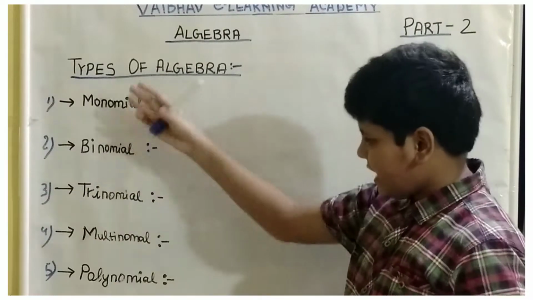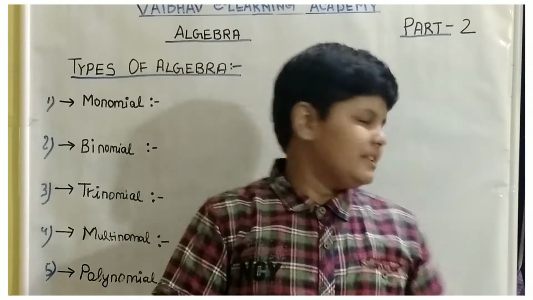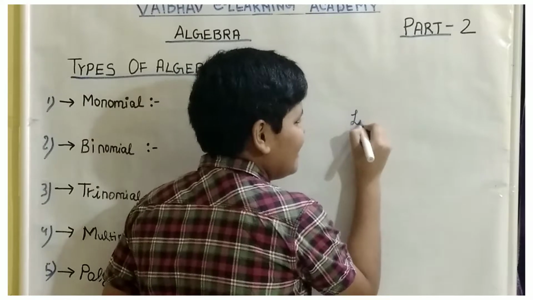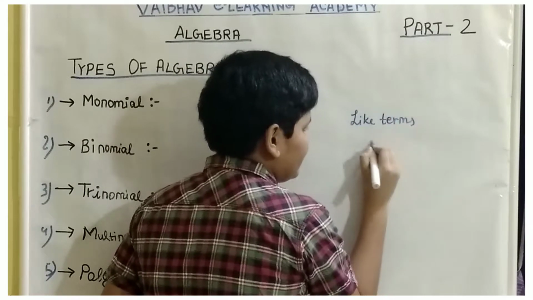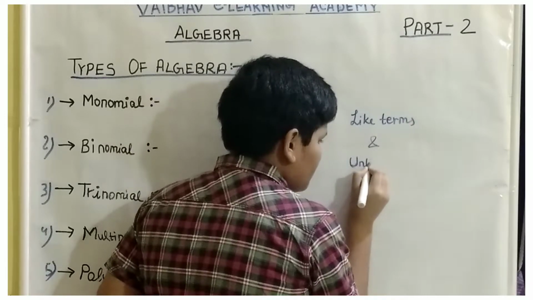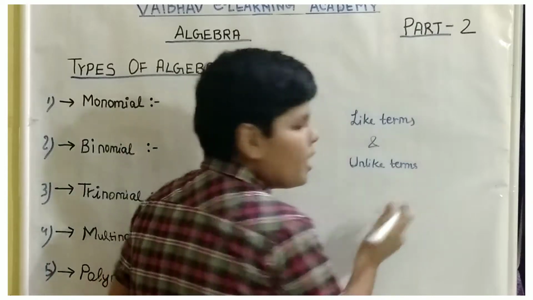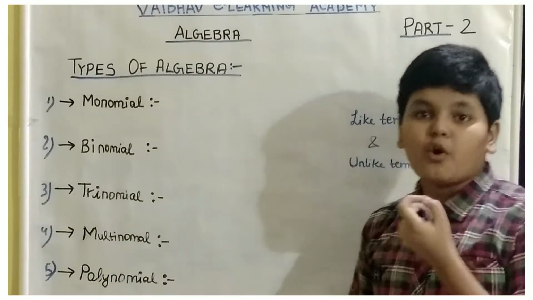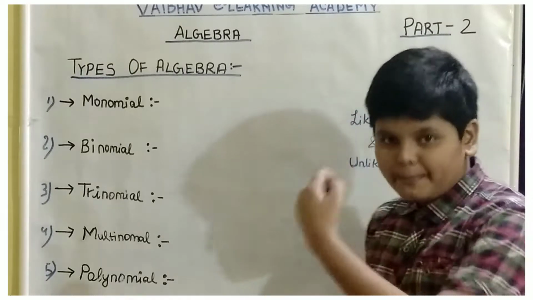Before going to the 5 types of algebra, I want to explain one more term related to the word term, that is like terms and unlike terms. So what are terms first of all? Terms are just any coefficient with variables. For example, 10a square, 6a square b.